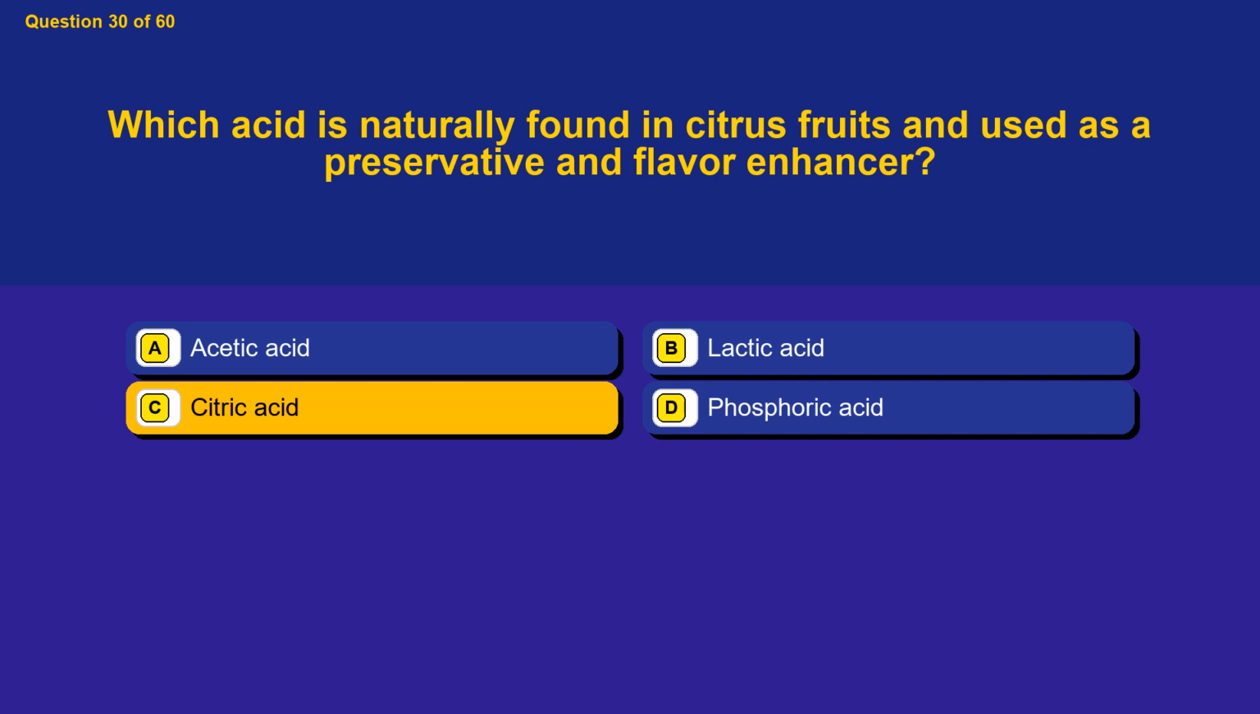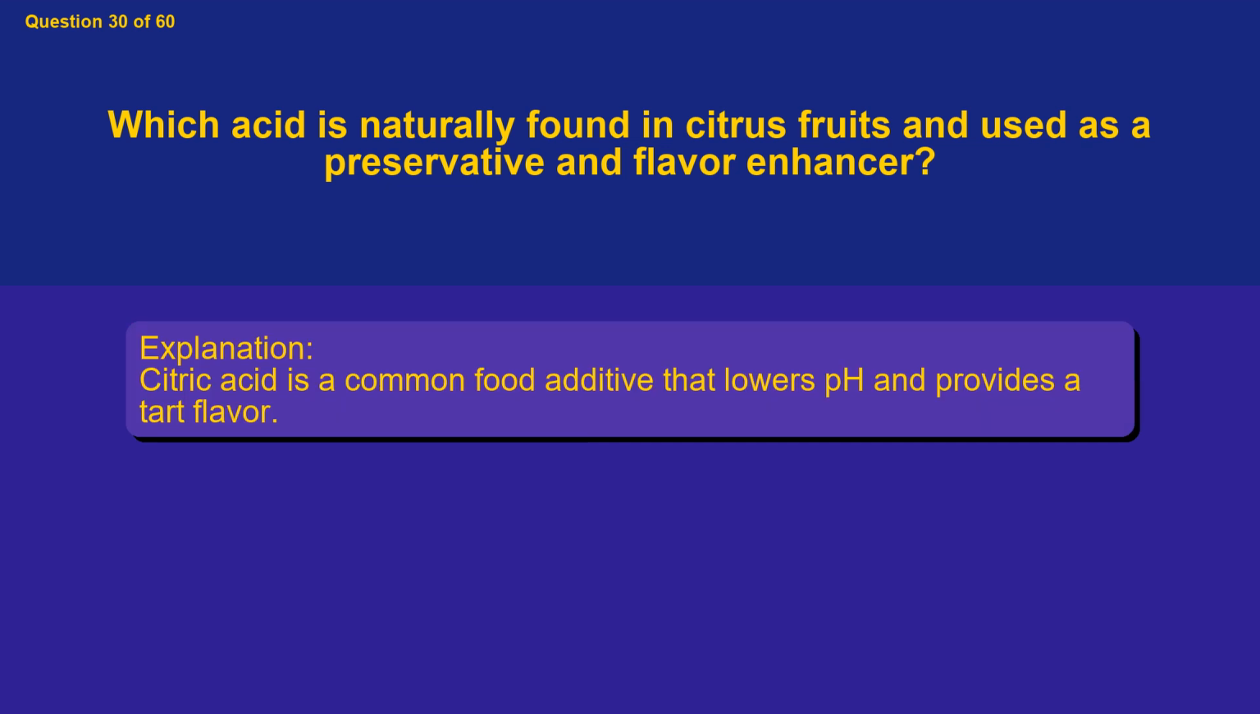The correct answer is option C, citric acid. Citric acid is a common food additive that lowers pH and provides a tart flavor.